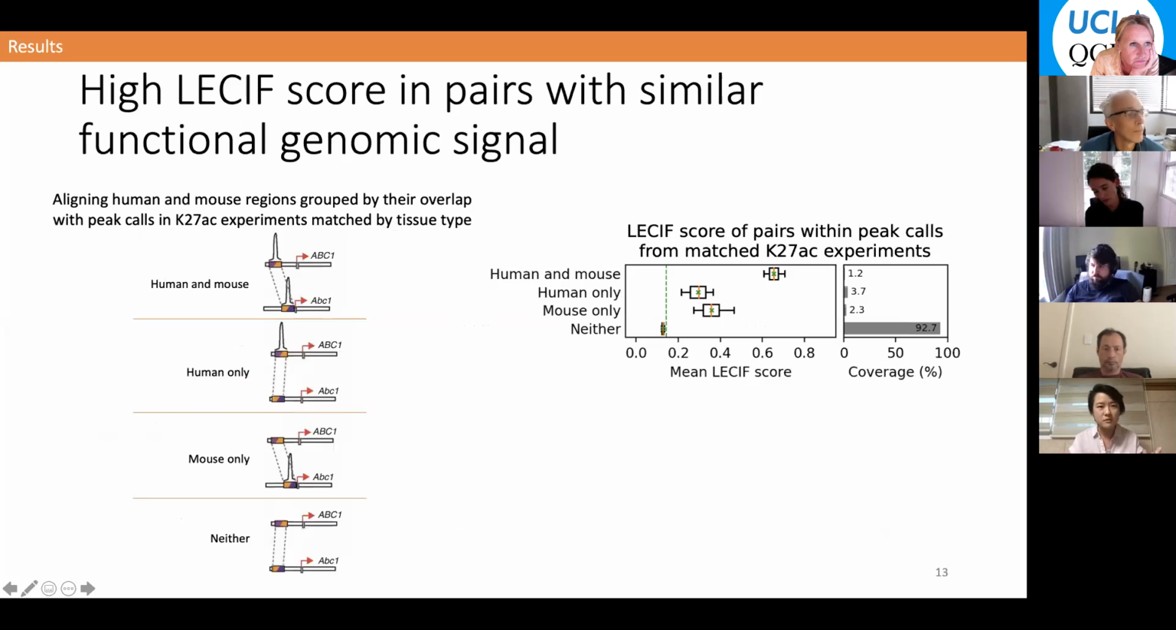We more systematically quantified this by manually matching human and mouse experiments, specifically H3K27 acetylation ChIP-seq experiments matched by tissue type. This was manually done, not for our method, but for validation purposes. For each of these pairs of experiments from human and mouse, we were able to define pairs of regions that have peak calls in both human and mouse, those that have species-specific peak calls, and those that have no peak calls at all. We observe that for pairs where both human and mouse overlap a peak, so they share this K27 acetylation peak call in a specific tissue type, they tend to score higher than those that have species-specific patterns or no signal at all.